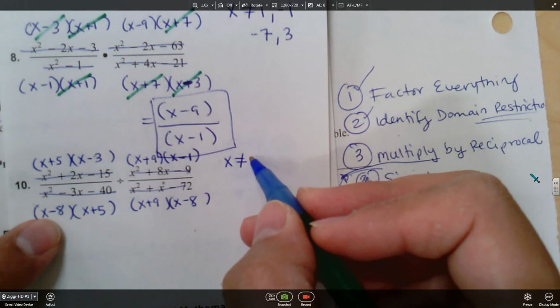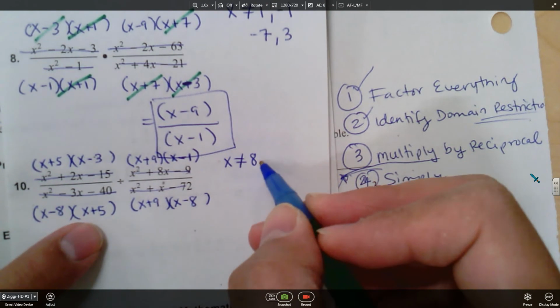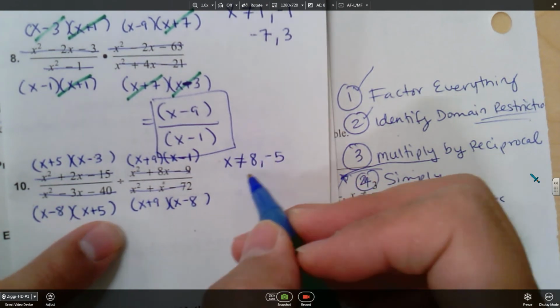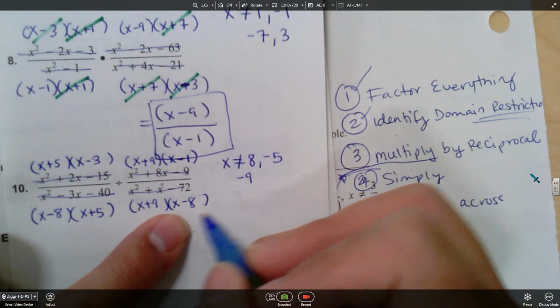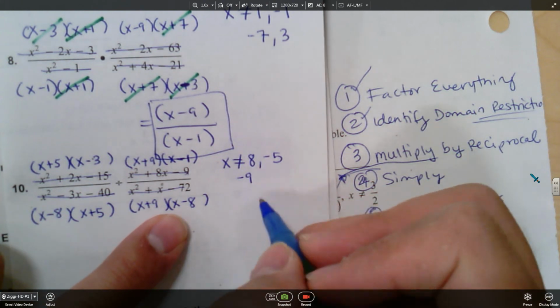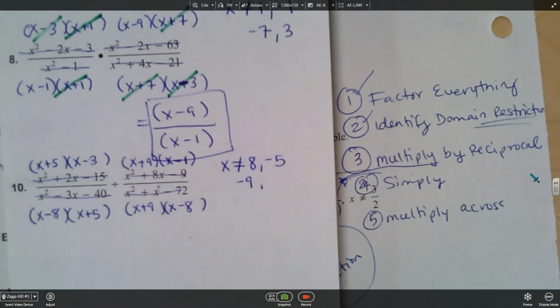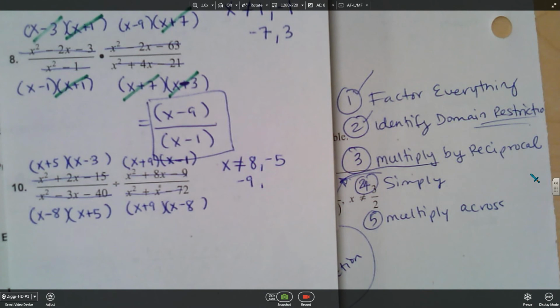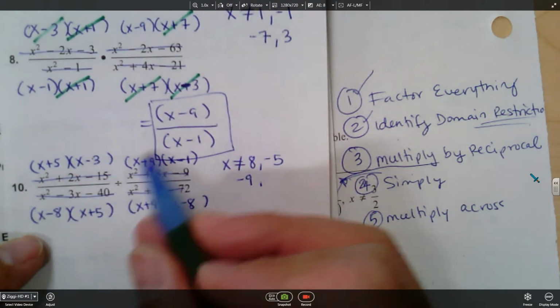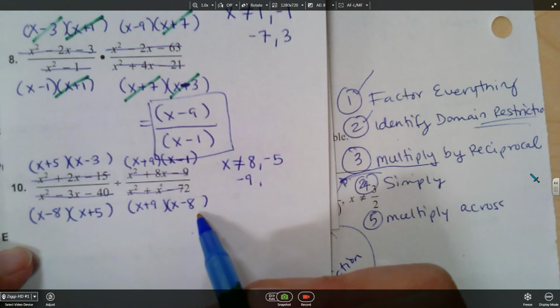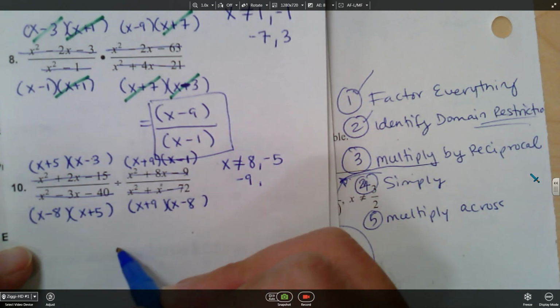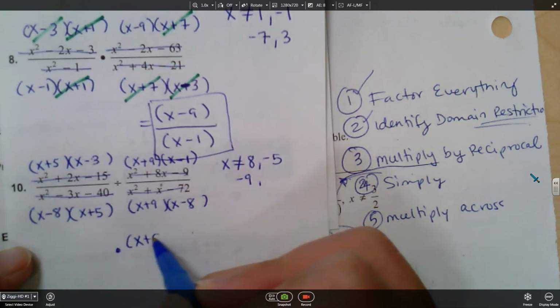So x cannot be 8 here. X cannot be a negative 5 here. X cannot be a negative 9 and 8, but we already listed it, so we don't need to list it twice. Okay, since it's a division problem, this second part needs to be changed. How? Just flip it, make it a multiplication. Flip only the second part.